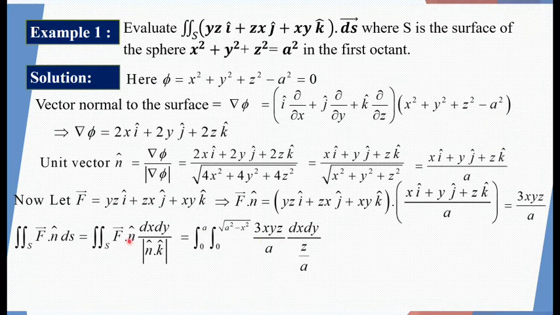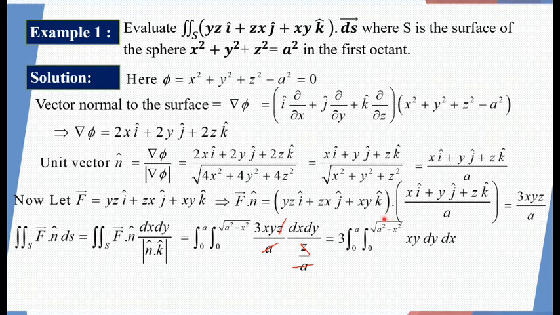So the value of vector f dot n cap is 3xyz upon a, and dx dy, as n cap dot k cap, as discussed earlier, will be z upon a only. So this a is cancelled by this a, and this z is cancelled out by the z. So 3xy dx dy remains. So we can take 3 outside the integral. So 3 times integral 0 to a, integral 0 to root a square minus x square, xy dy dx.